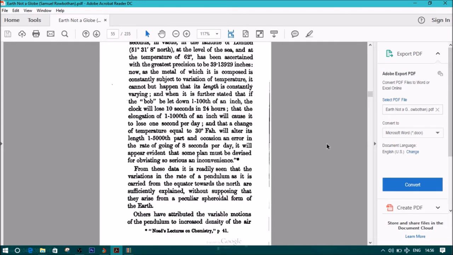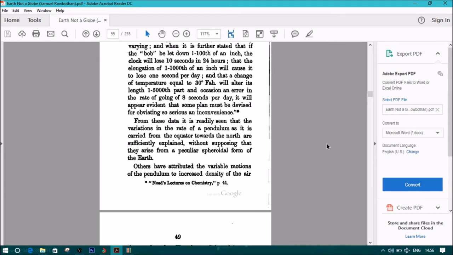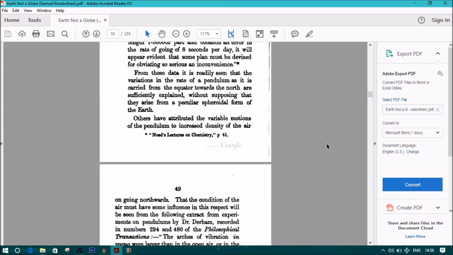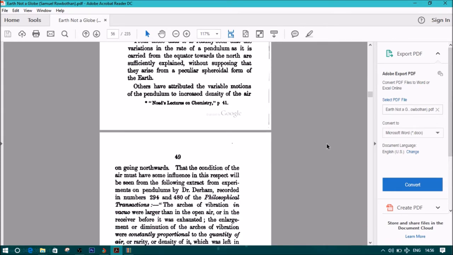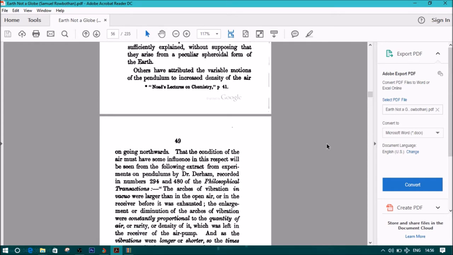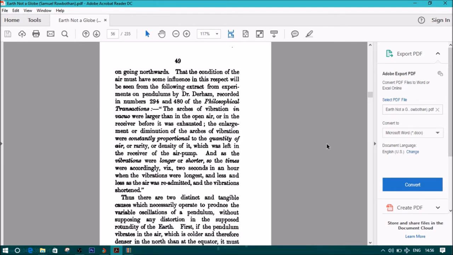End quote. From these data, it is readily seen that the variations in the rate of a pendulum, as it is carried from the equator towards the north, are sufficiently explained without supposing that they arise from a peculiar spheroidal form of the earth. Others have attributed the variable motions of the pendulum to increased density of the air. That quote was from Noad's Lectures on Chemistry, page 41. Others have attributed the variable motions of the pendulum to increased density of the air on going northwards.